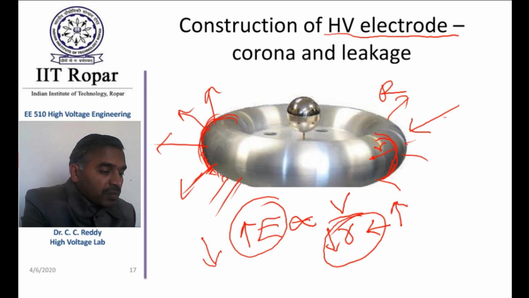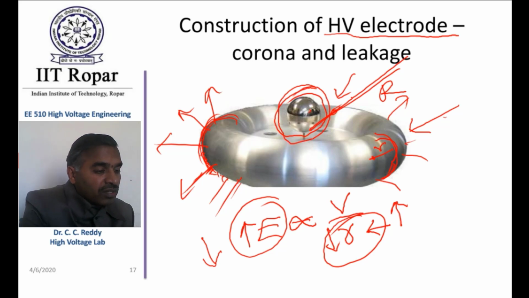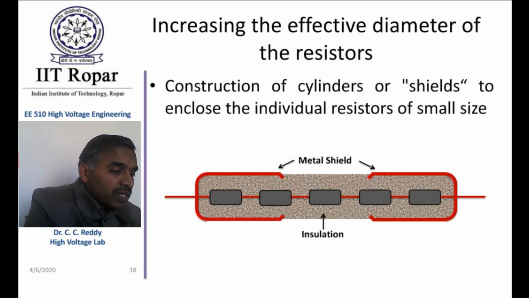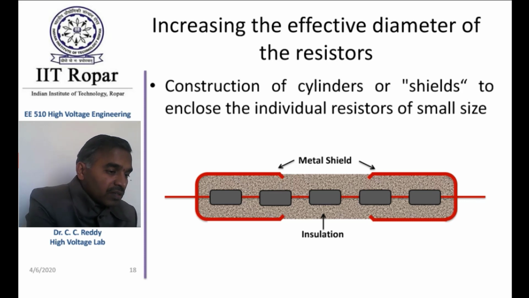So for that purpose, the high voltage electrodes are made with high radius of curvature. This is another example: when you connect a metal rod like this, the radius of curvature of the rod will be less. So in order to prevent the corona in this region, we have to connect a sphere like this. Now, increasing the effective diameter of the resistors, this is one important thing to be done.